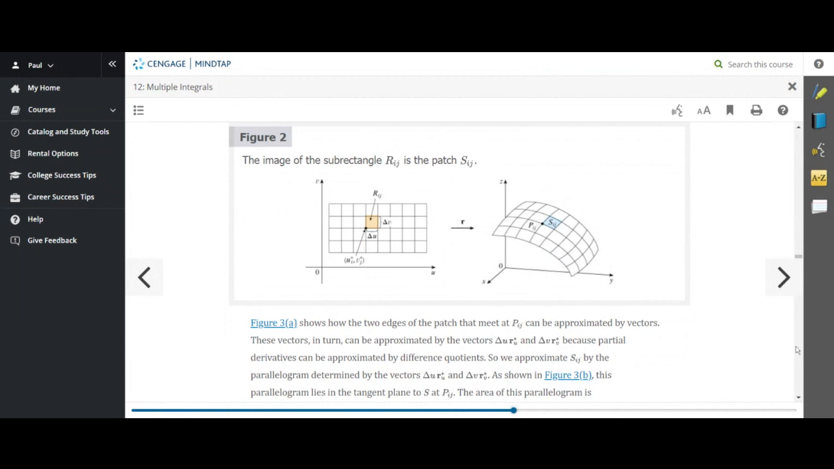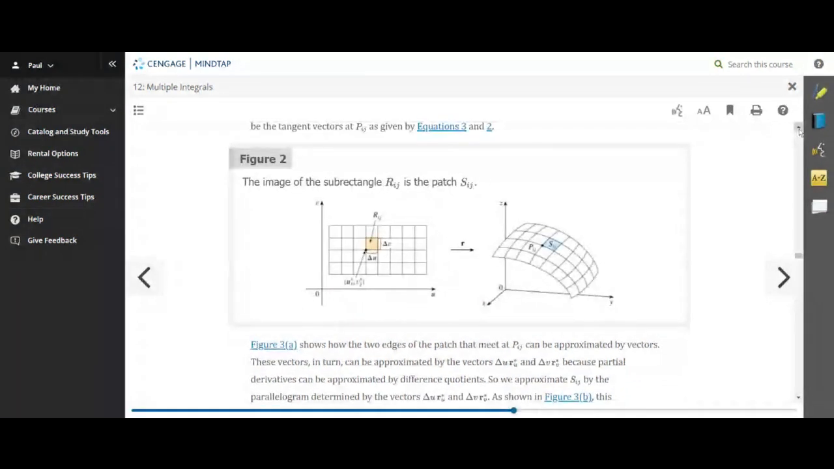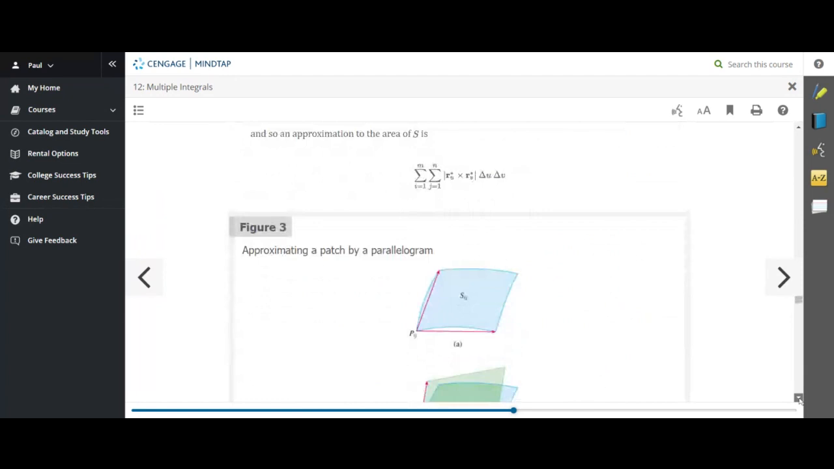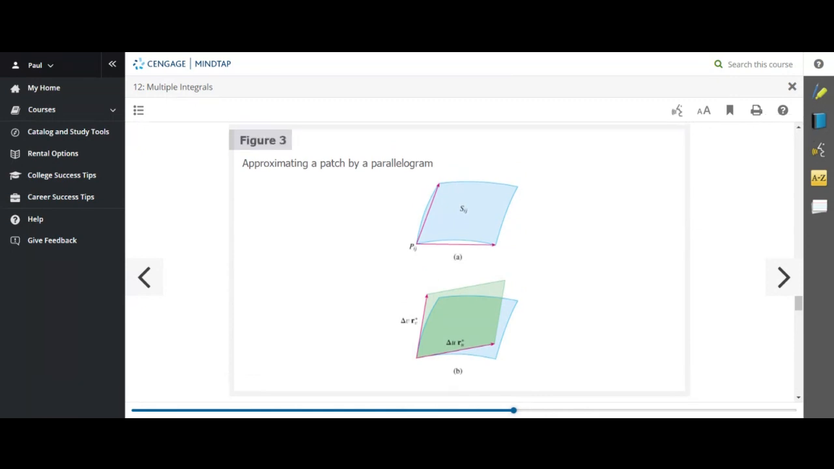And so what was done is, well, if you want to find the area of the whole surface, you break the surface up into patches and find the area of each patch. You could think of a patch like you see in this picture, and you can approximate the area of that patch with a parallelogram. But as you see in this figure 3 from section 12.6.